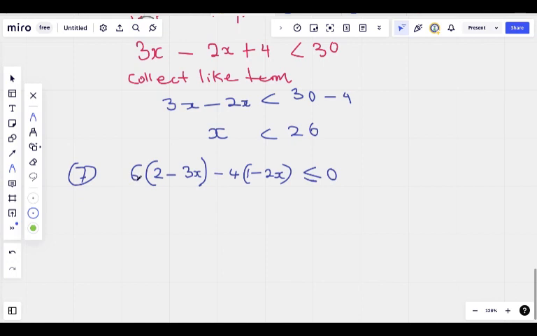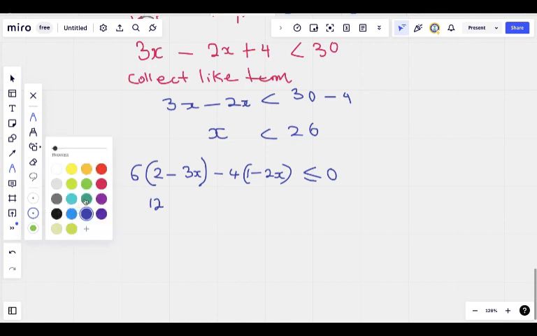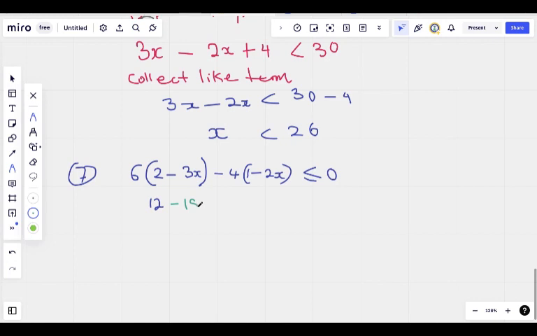So what you do is just to say 6 times 2, 12. You got 12, right? Then minus 6 times negative 3x, we get negative 18x. And then we're done with this. We've used this 6 to multiply everything in this bracket. That's what we've done. 6 multiplied by this 2, we got 12. 6 multiplied by negative 3x, we got negative 18x.